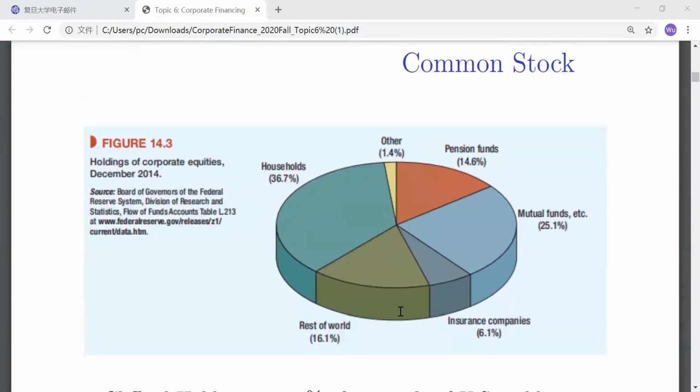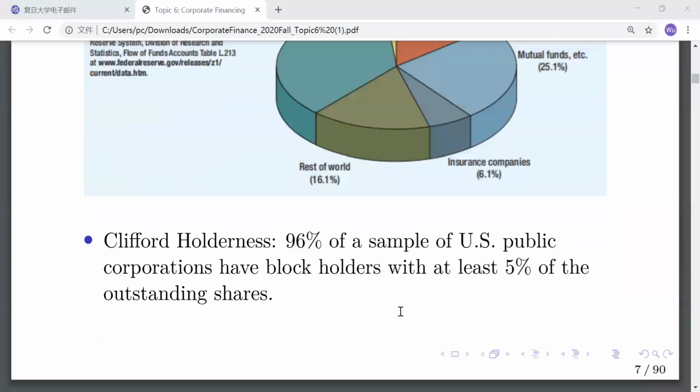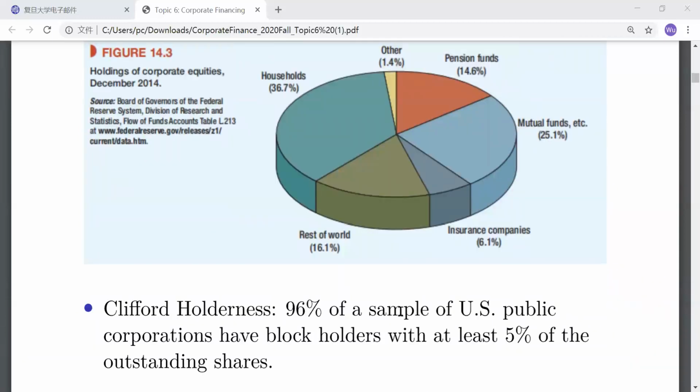And in terms of common stock holdings, in the US, households hold 36.7% of the company's equities, and mutual funds hold another 25%. Insurance companies hold 6.1%, and pension funds hold 14.6%. So this is the common stock ownership. And this paper by Clifford and Holderness finds that 96% of the sample of US public corporations have block holders. Block holders are those shareholders with at least 5% of the outstanding shares. So that means in the US there are usually large shareholders, called block holders, who hold more than 5% of outstanding shares.